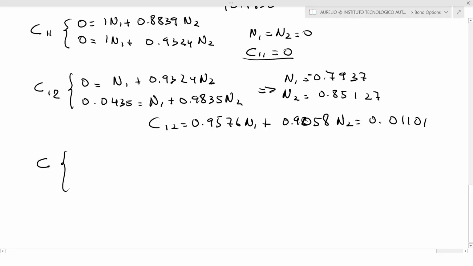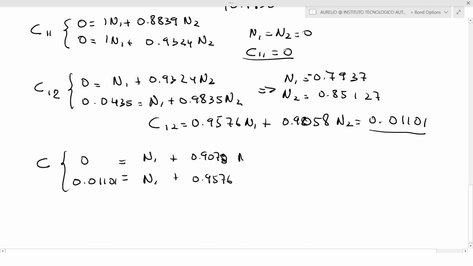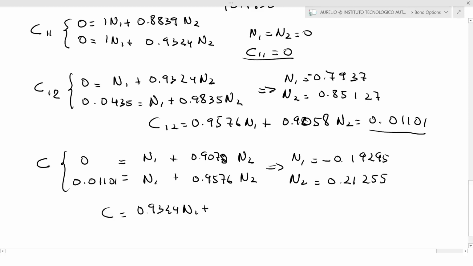Now, the only one remaining is the computation of the call price at time t equals 0. So I need these two option prices I derived for C11 and C12 in order to be able to get the price at time 0. So the cash flows are 0 and 0.01101, and this is equal to n1 up and down, and then n2 I need 0.9078 in the up scenario and 0.9576 in the down scenario for bond 2. And then from here I obtain that n1 is equal to minus 0.19295 and n2 is equal to 0.21255. So that means that the call option has a price of 0.9324 and 1 plus 0.8639 and 2.